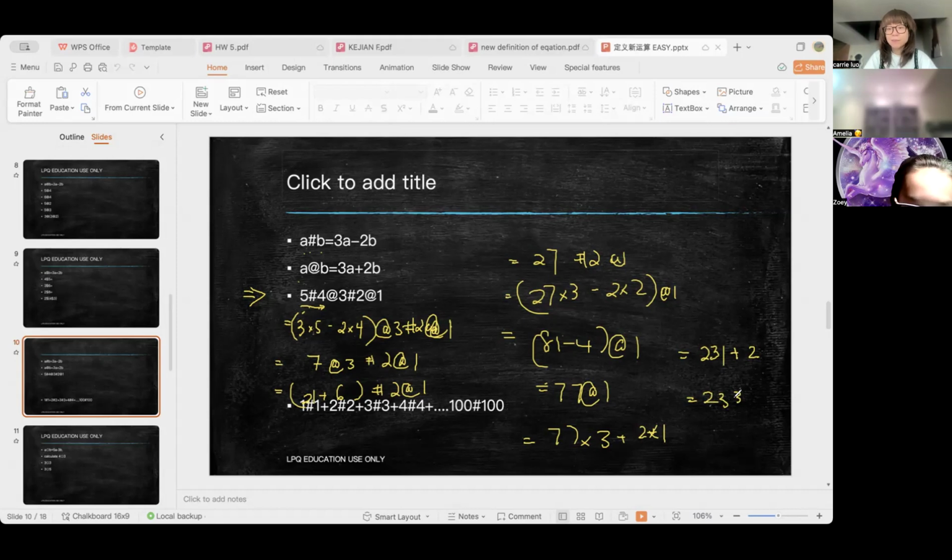Get it? Kind of, yeah. Okay, so Zoe, if you understand this one, could you please do 1.1 plus 2.2 plus 3.3? How to do that, okay?